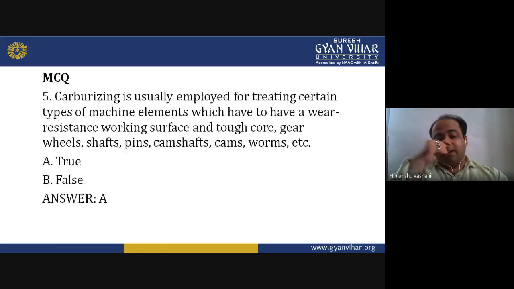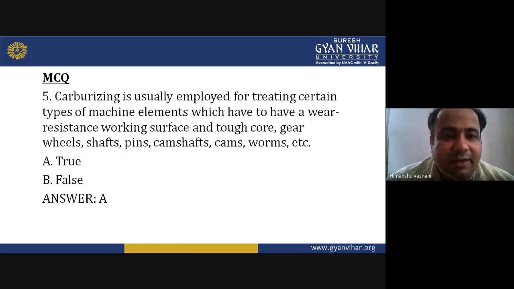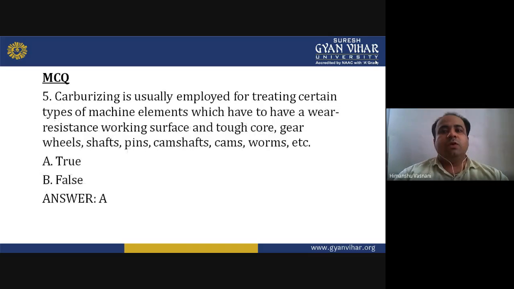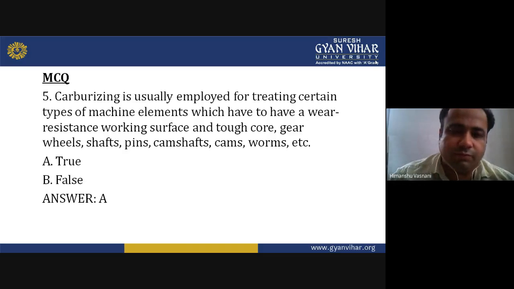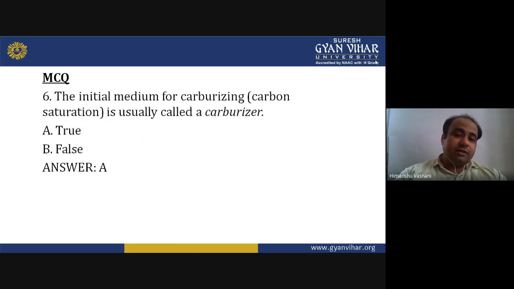Now, carburizing is usually employed for creating certain types of machine elements which have to have a wear resistant working surface and tough core, like gear wheels or shafts, pins, camshafts, cam movements, etc. Is it true or false? It is true. The initial medium for carburizing, like carbon saturation, is usually called the carburizer. True or false? It is true.